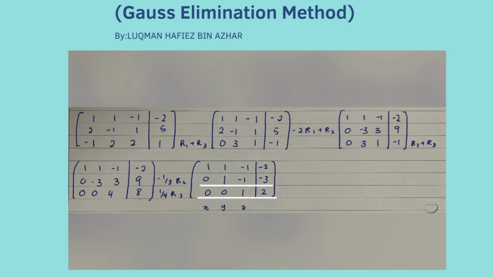Next, we're going to change this matrix into echelon form. So I'm going to convert negative 3 and 4 into the value 1. Simultaneously, I'm going to multiply row 2 by negative 1 over 3, while row 3 will be multiplied by 1 over 4. After we get the echelon form, I'm going to label the first column as x, the second one as y, and the last one as z.